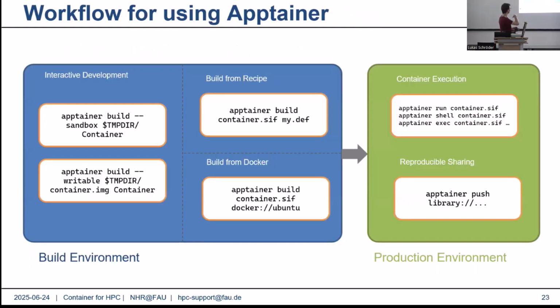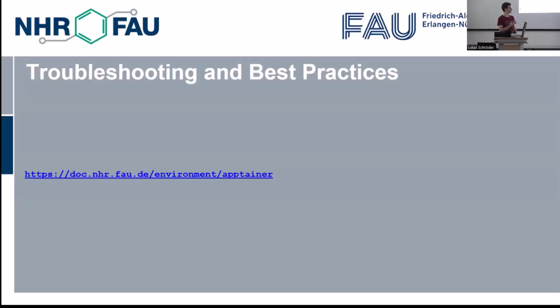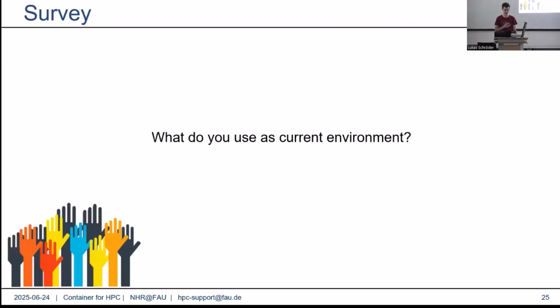So then back to an overview, what was presented now. First, the interactive development with the sandboxing, build from recipe, directly pull from Docker. Then the 3 options, how to execute it, and then sharing. So, and now let's come to the troubleshooting and best practices.